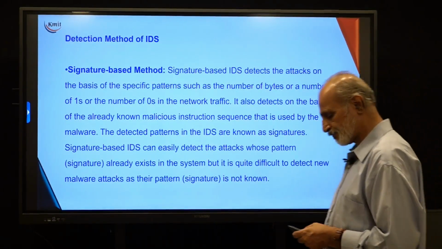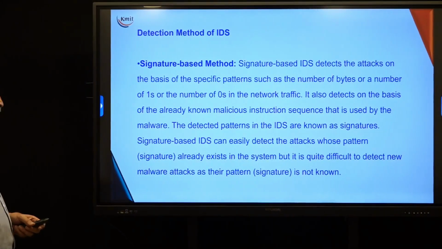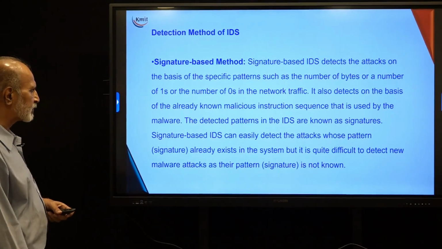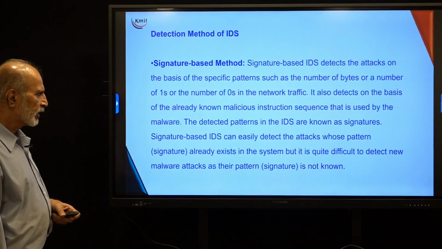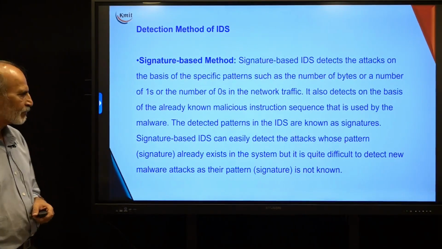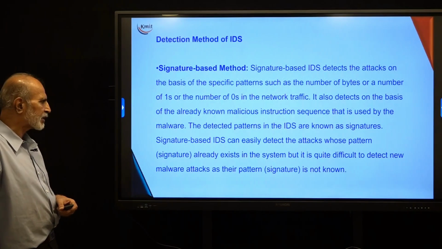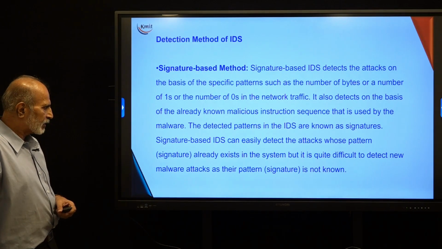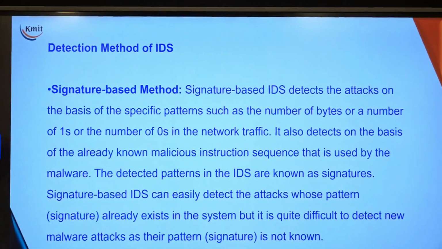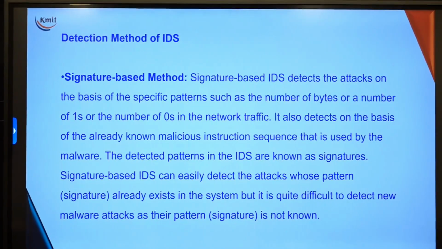Now the detection methods. The first method is the signature-based method. Signature-based IDS detect an attack on the basis of a specific pattern, such as the number of bytes or the number of ones or zeros in the network traffic. It also detects on the basis of already known malicious instruction sequences used by malware. So the signature is available, and it will check and verify against previously known signatures. The detected patterns in the IDS are known as signatures, and signature-based IDS can easily detect attacks whose pattern already exists in the system. This will help us to identify the attackers.